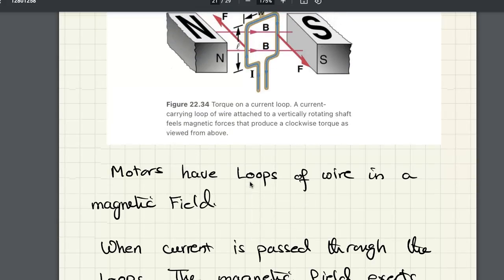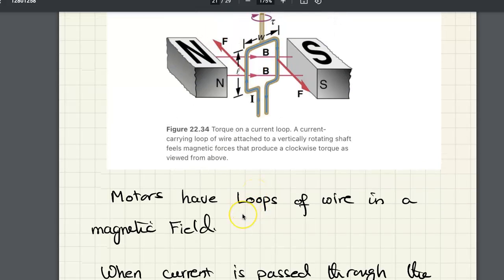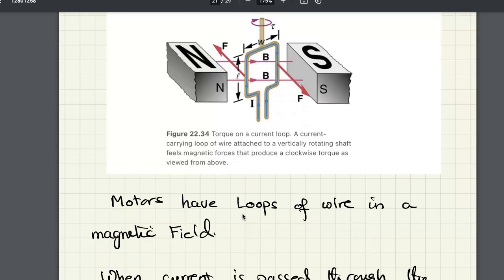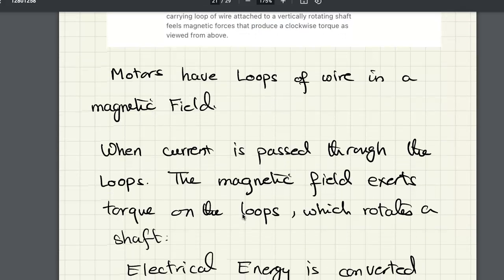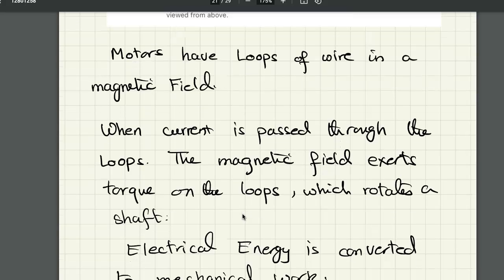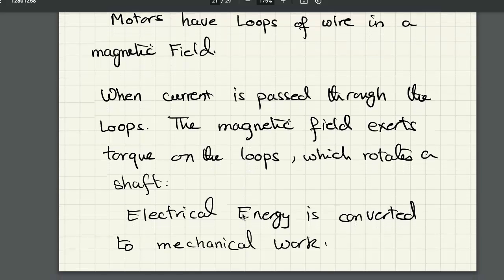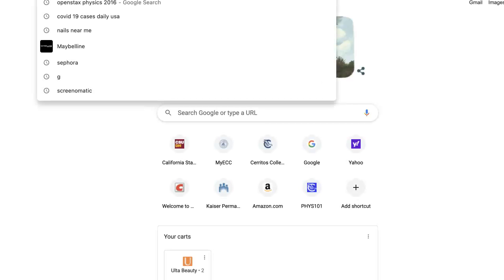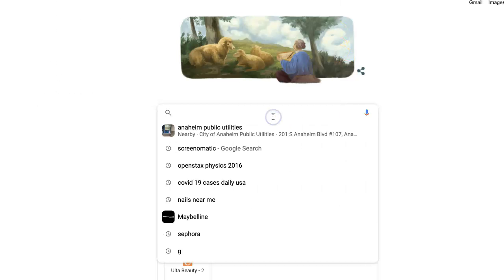And here we are going to maybe study motors that have loops of wire in a magnetic field, and when the current is passed through the loops, the magnetic field exerts torques on the loops, which rotates a shaft. Now we can say the electrical energy is converted to mechanical work. Let me show you this type of motor.